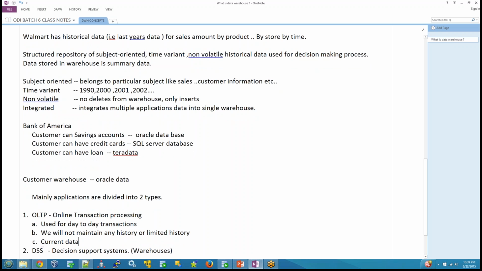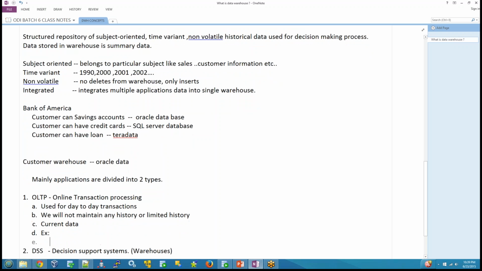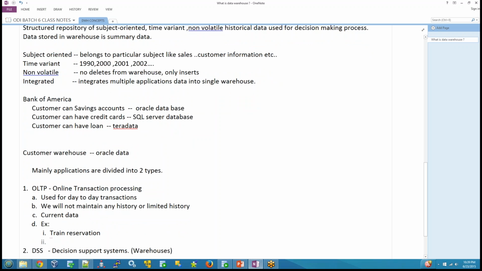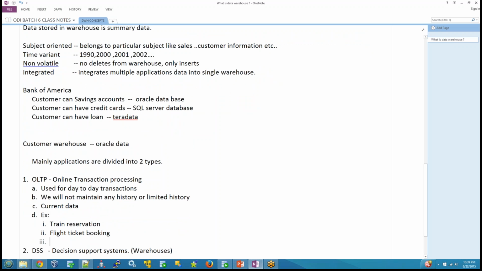Current data means he will get the up-to-date information. So whenever I want to see my balance, I can get it immediately. Whenever I want to see my credit card balance, it always shows you the correct data. So these are the examples. Example systems are, like, a bank, train reservation, and the second one is a flight reservation, flight ticket booking. These are the online transaction systems, booking, and the third one is the bank transactions. Okay, so these are the examples of online transaction processing.